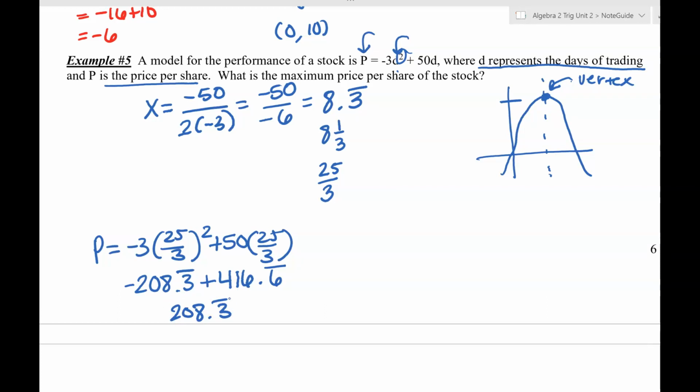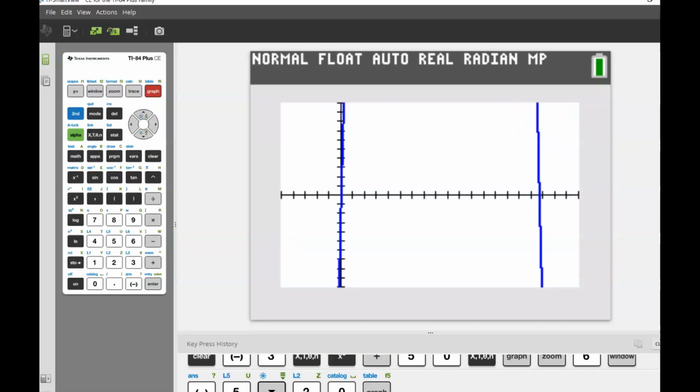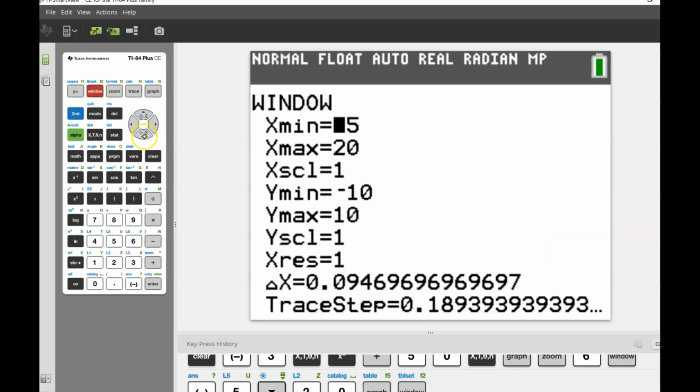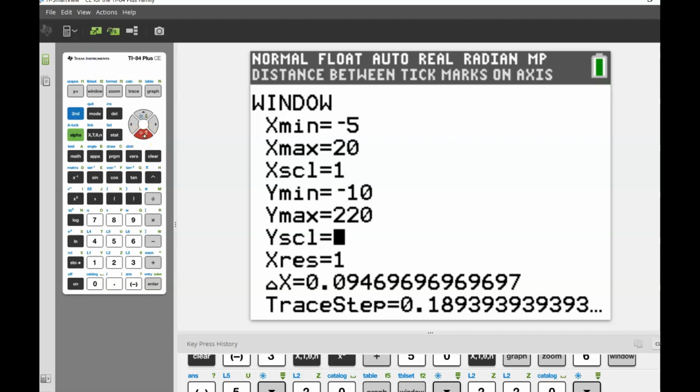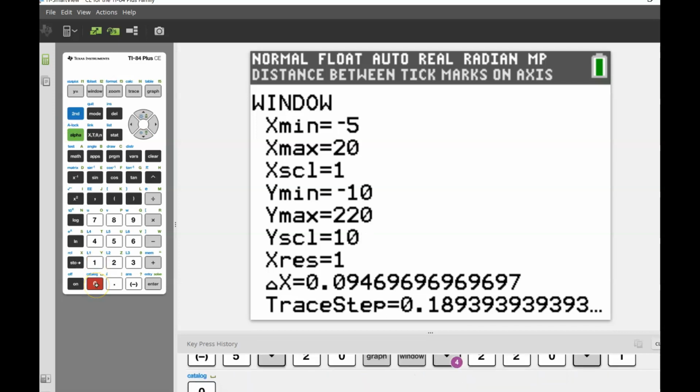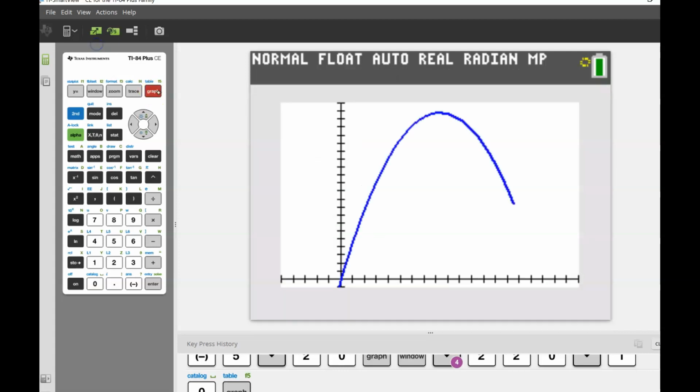So if I were to change my graph, I want to make sure I can see that point. So I'm going to take this information back to my graph, and I'm going to go to my window, and I need to have a really high y value. So I'm going to change that y maximum to like 220. And now I probably don't want it to count by ones. Maybe I'll have it count by like tens so there aren't as many marks on the scale. Now I'm going to go back to graph, and hopefully I see a much better picture. Here we go. And then we could find that vertex.